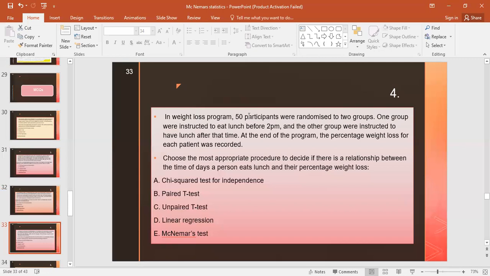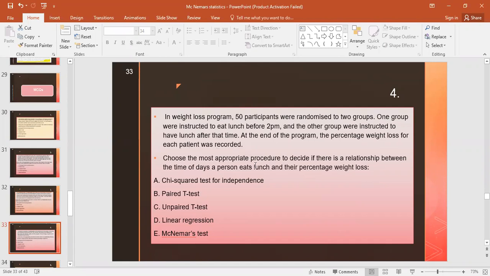In a weight loss program, 50 participants were randomized to two groups. One group was instructed to eat lunch before 2 p.m. and the other group was instructed to have lunch after that time. At the end of the program, the percentage weight loss for each participant was recorded.